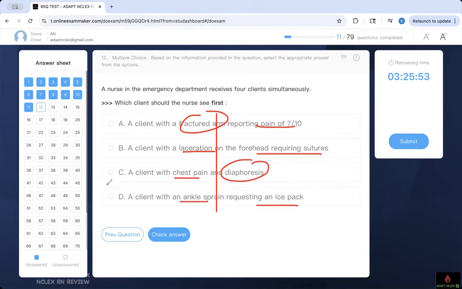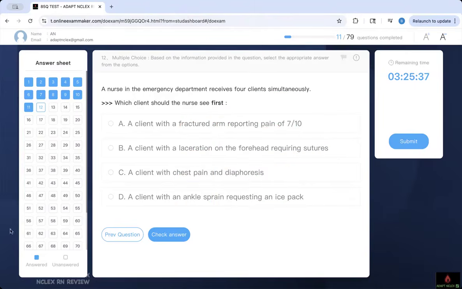Who do you think is in trouble? If you are spraining, you're requesting an ice pack, good luck with that. Chest pain, you're sweating, you are in trouble. Laceration on your forehead, you need sutures, good luck. Arm fracture, you're going to have pain. Therefore, C is more dangerous. We got to see C.